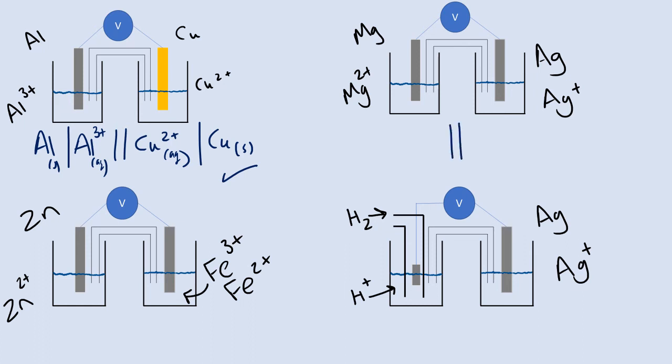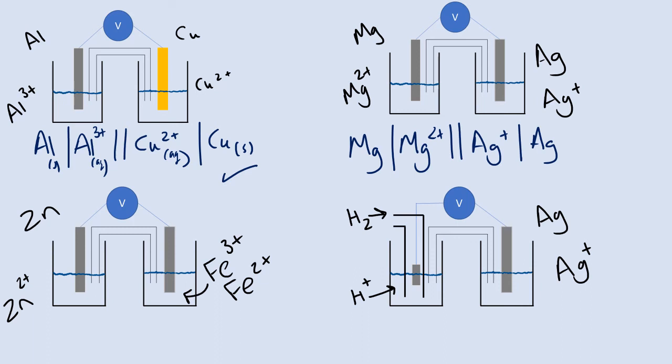Similar situation on the right then, salt bridge, oxidized form, phase boundary, reduced form, oxidized form, phase boundary, reduced form. Again, could add state symbols to this.